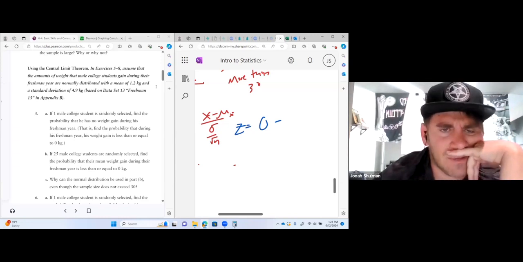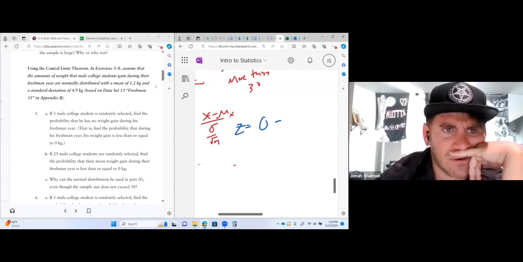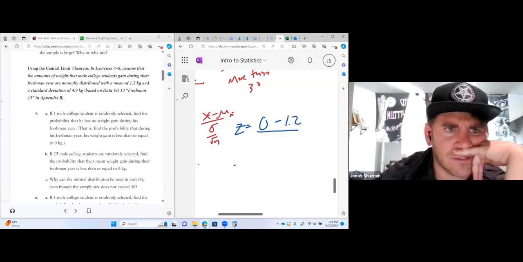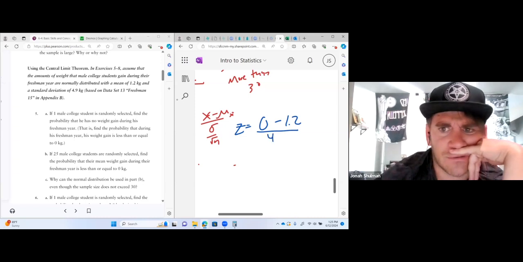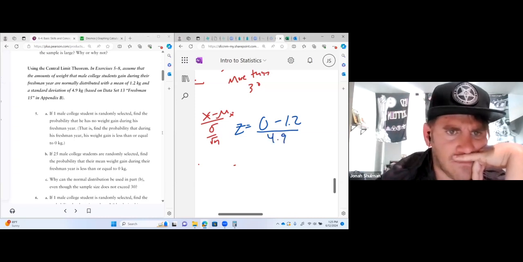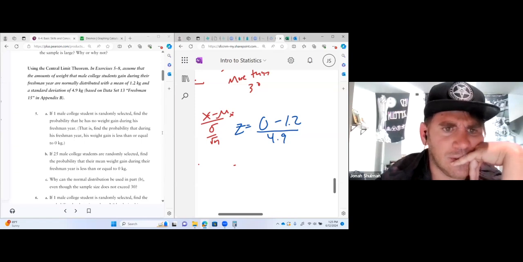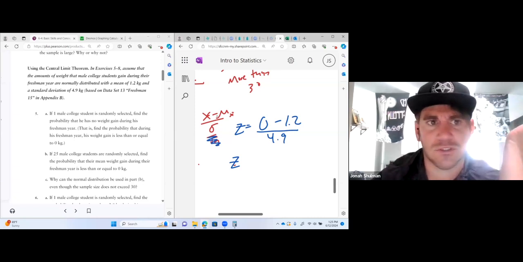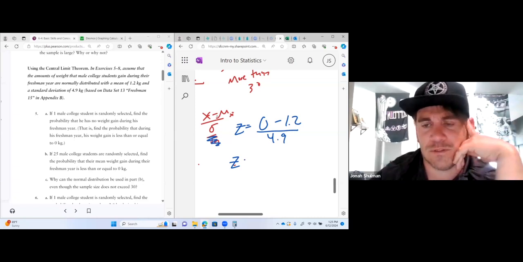Assume that the amount of weight male college students gain during their freshman year is normally distributed with a mean of 1.2 and a standard deviation of 4.9. Now, it doesn't say what we have, but we can use this one to find it. We don't use this because we don't have to use the means, it's just a normal one. So I believe this is what we have to do.